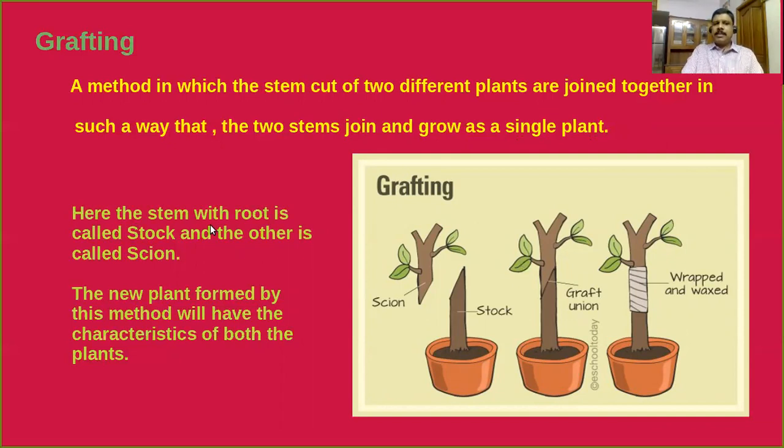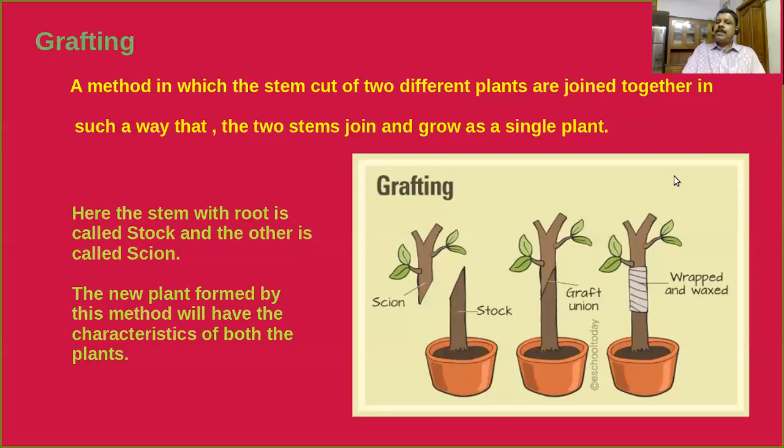Here you can see that the stem with the root is called a stock and the other is called a scion. In this diagrammatic representation, you can see that the stem of a plant which is having roots, this is called the stock region, and the other part we can call the scion. So what we are doing, the stock and scion are arranged in such a way that they are in attached form. Okay, and afterwards we have to wrap around it and wax it. After a few days, what we can see, the new plant forms from this grafted region. That means the scion will start its growth and develop into a new plant.